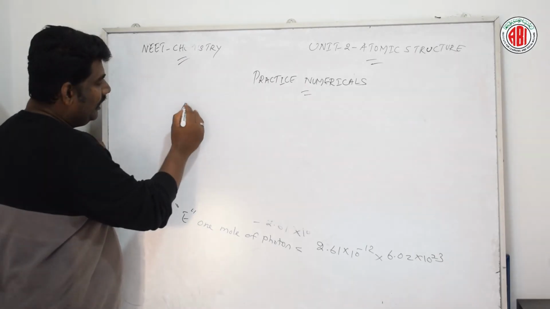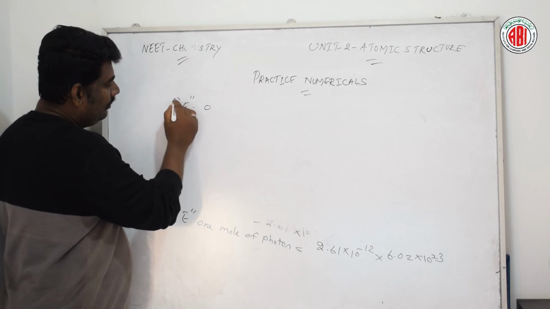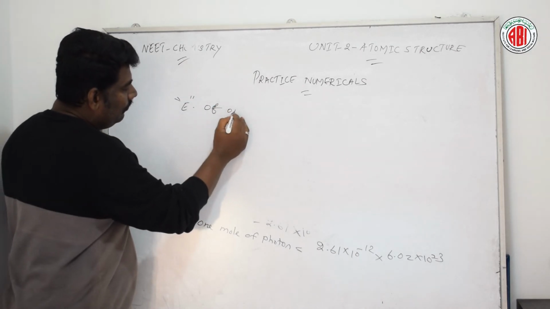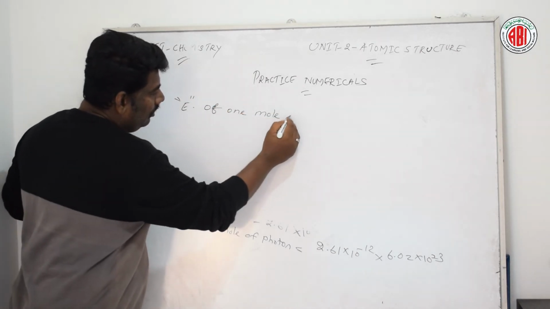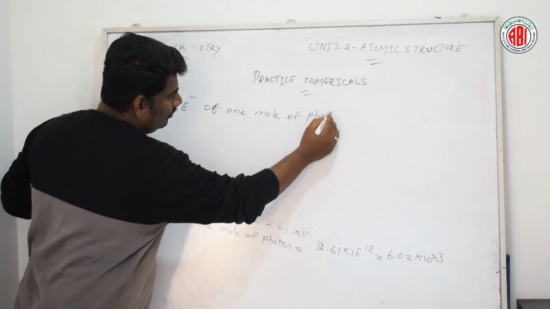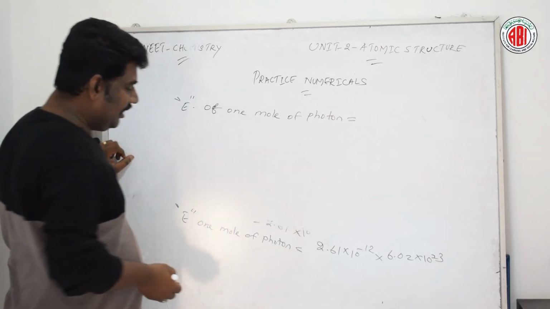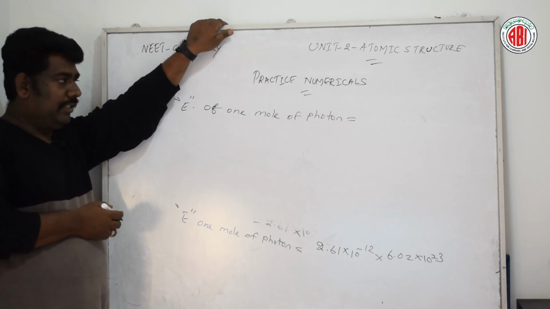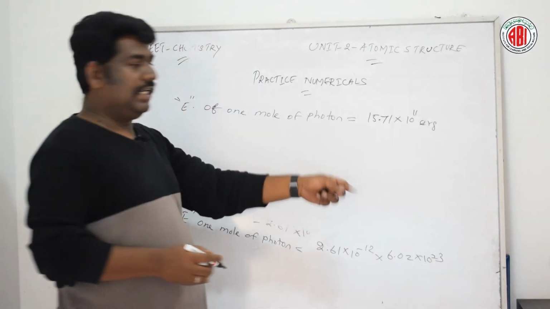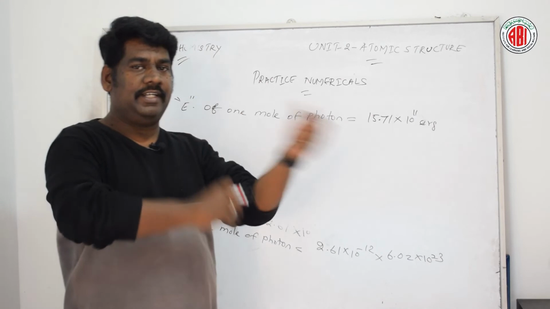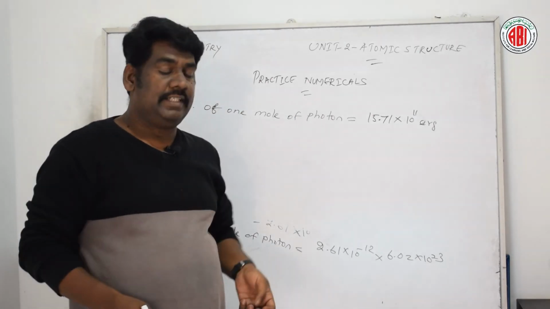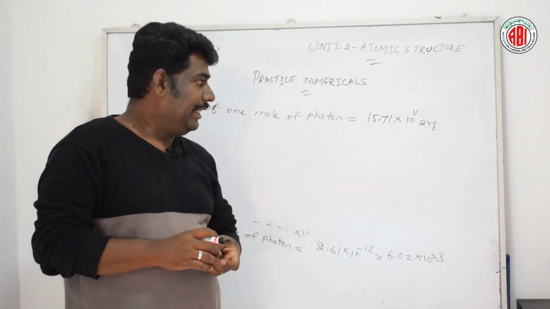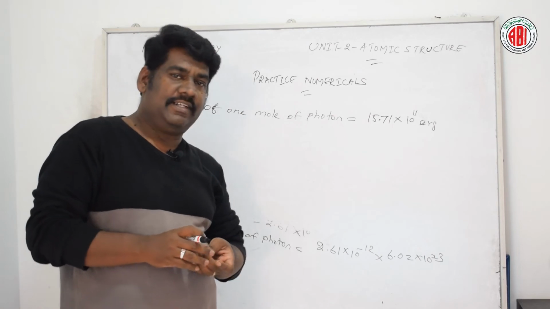Energy of 1 mole of photon, that is this. Multiplying these both, we could get the value, that is 15.71 into 10 to the power of 11 erg.